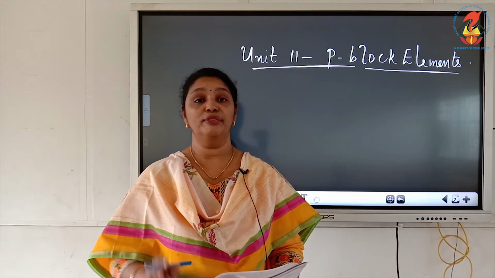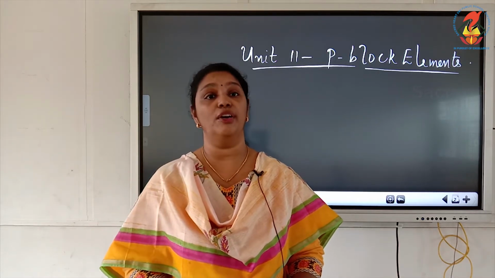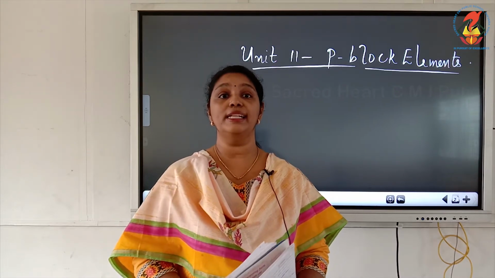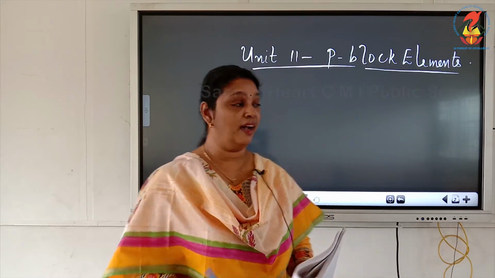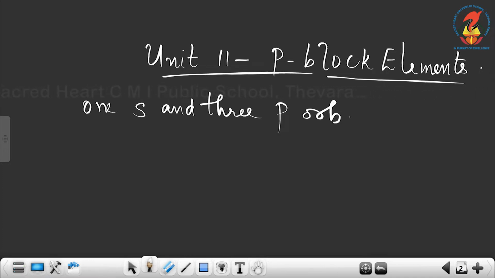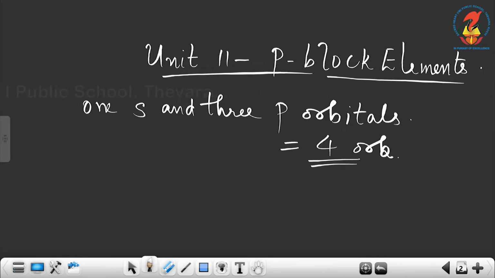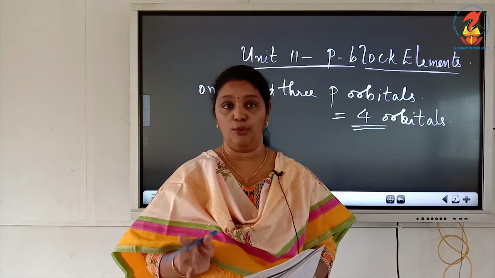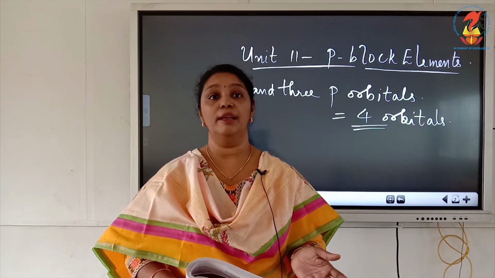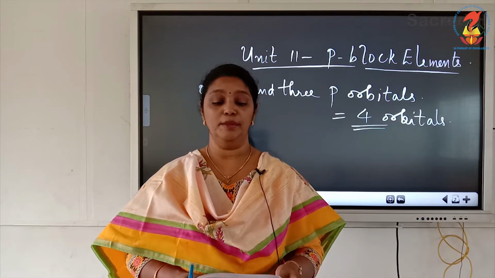We know that the first elements are in the second period of the periodic table, and they have no vacant d orbital. So the only orbitals available for these elements are one s and 3 p orbitals. So in total there are 4 orbitals available for bonding. So they can show maximum covalency 4 due to the absence of d orbital. And also these elements are able to form p pi multiple bonds.